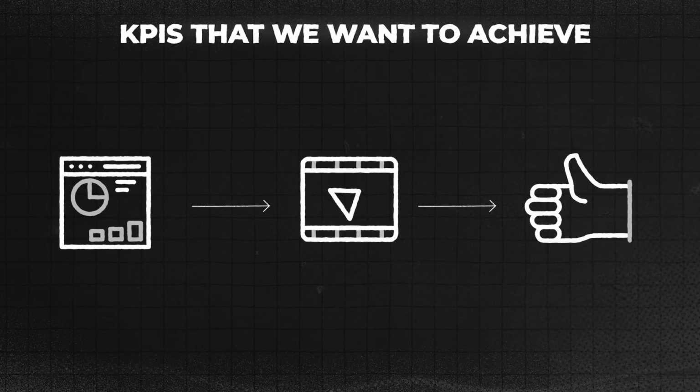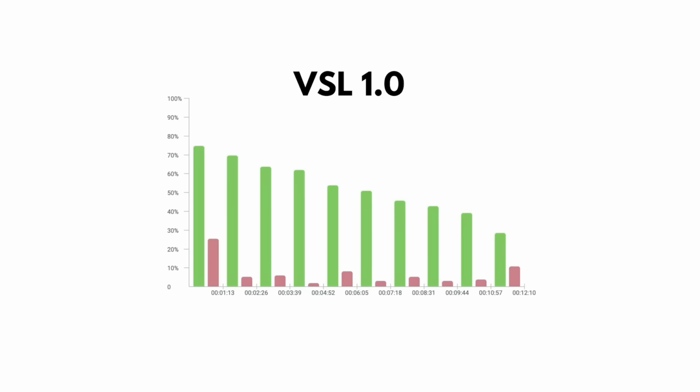So for other clients, we do have KPIs that we want to achieve for the video sales letter. For example, what we want to achieve in the first minute is to get 80% or more of people watching the VSL without dropping out. And by the end of the video, when we reach the call to action, we want to have 25% or more of people watching the video.